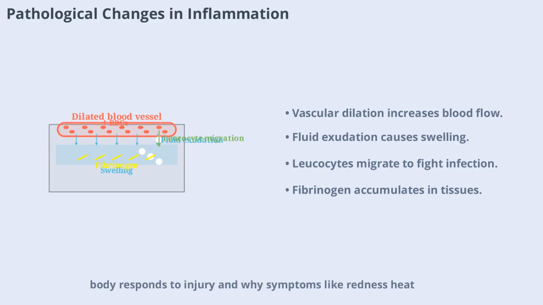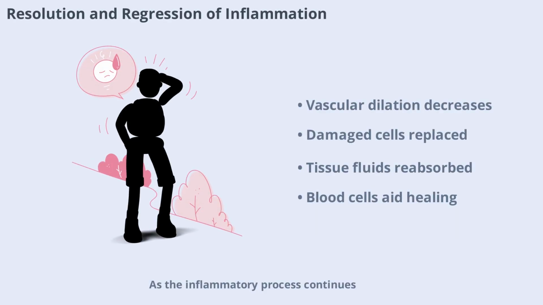Understanding these steps helps us appreciate how the body responds to injury and why symptoms like redness, heat, and swelling occur. As the inflammatory process continues, the body works to resolve and repair the affected tissue. Vascular dilation gradually decreases, and the inflammation either subsides or progresses, depending on the ongoing presence of irritants. Damaged cells are replaced through proliferation or disintegration, and tissue fluids are reabsorbed, leading to a reduction in swelling.